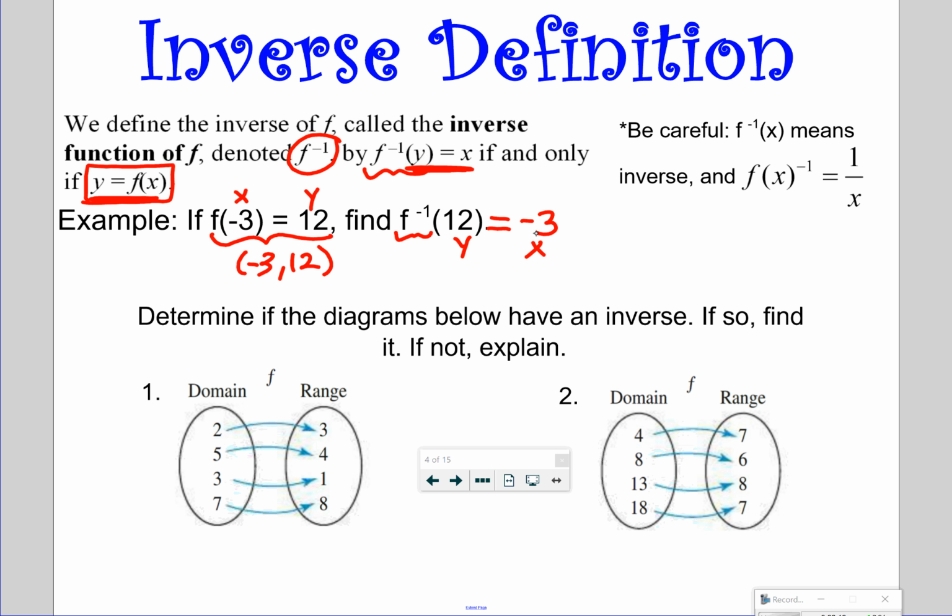It tells me in the regular function, if 3 is the input, 12 is the output. And so the inverse is the opposite of that. If 12 is the input, -3 is the output.